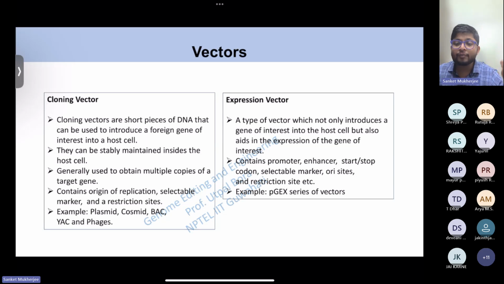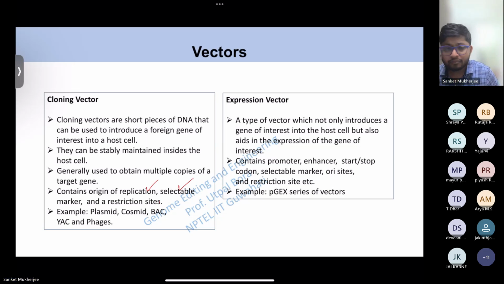If you want to have multiple copies of a gene, there are different sets of vectors which are used, called cloning vectors. These are short pieces of DNA that introduce a foreign gene into a host cell, and it is stably maintained inside the cell. It is usually used to maintain multiple copies of a target gene. It contains the origin of replication, selectable marker, and restriction sites. Examples are plasmid, cosmid, BAC, YAC, we'll talk about it. These are bacterial artificial chromosomes and yeast artificial chromosomes, and phages.